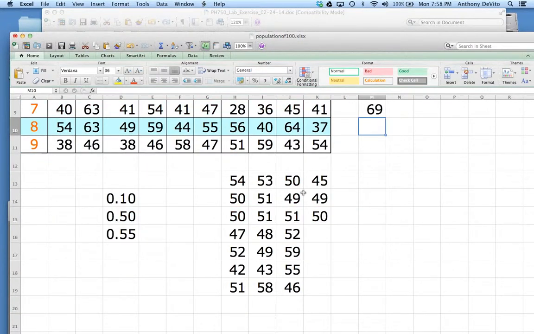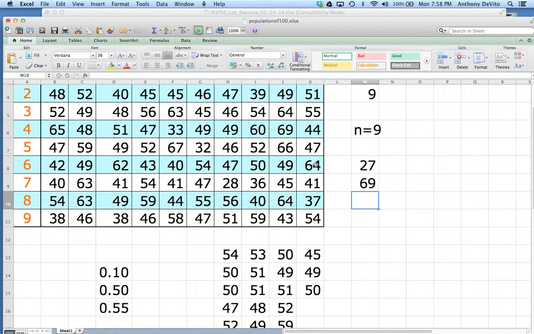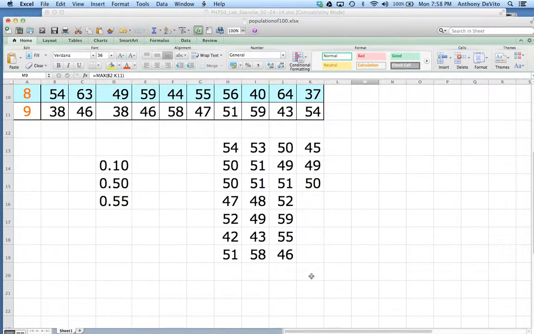I rounded those because I just want to be able to get this done quickly and not spend all night on it. Okay, I want to be able to get some other stuff here. So in the population itself, the range of values was 27 to 69.